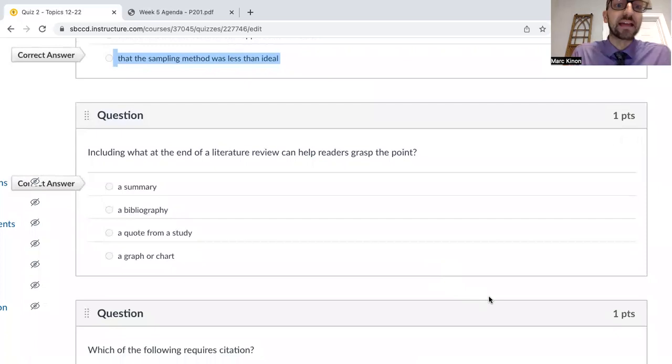Including what at the end of a literature review can help readers grasp the point? A summary. And this is a summary that I call part 3 of the research paper. So part 2 is the literature review. In part 3, you summarize the main findings of your literature review, and then you insert the statement, based on previous research, which you literally just talked about, it is hypothesized that 1, 2, 3, all those hypotheses that have been approved for you.